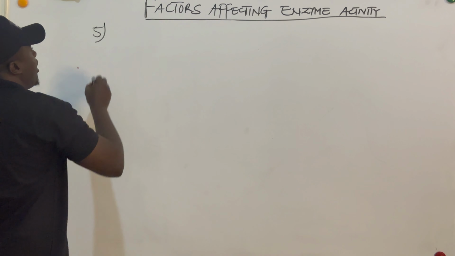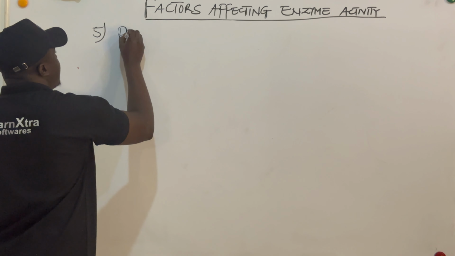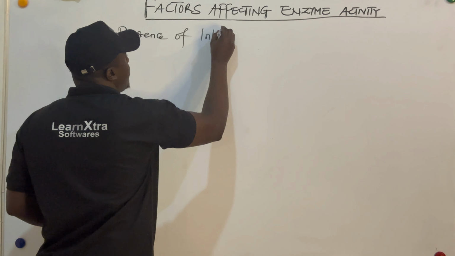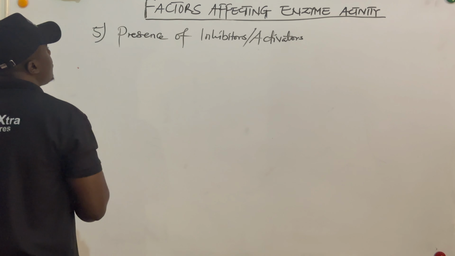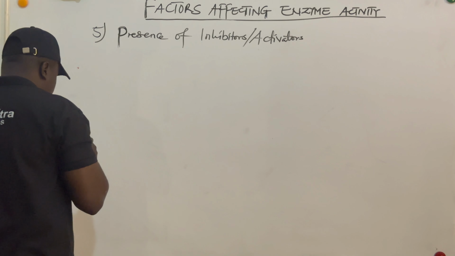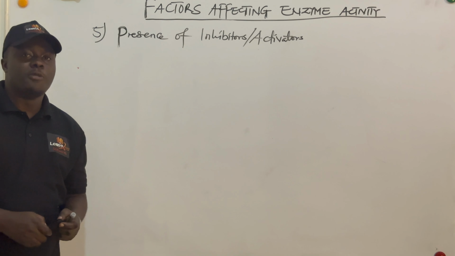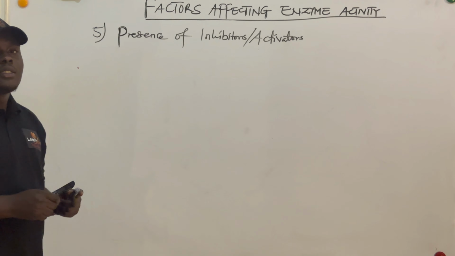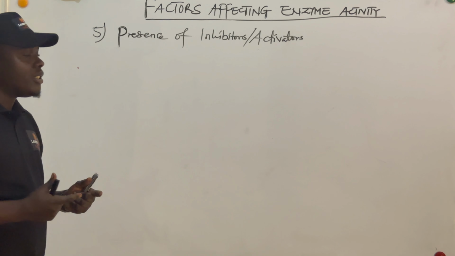So the fifth factor that we'll be looking at that affects enzyme activity is presence of inhibitors/activators. Right? Now, these two components have a way of influencing or affecting an enzyme's activity. Mind you, an enzyme can increase the rate of a reaction or it can slow down the rate of a reaction depending on the component.